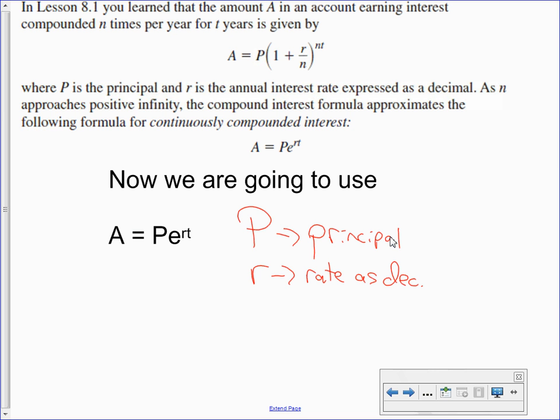So then the last part of there is T for the number of years. Okay, T is your number of years. That E here is the E button on your calculator. All right, the E is going to be the E button on your calculator.